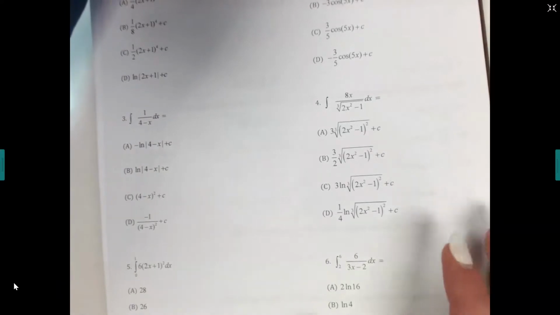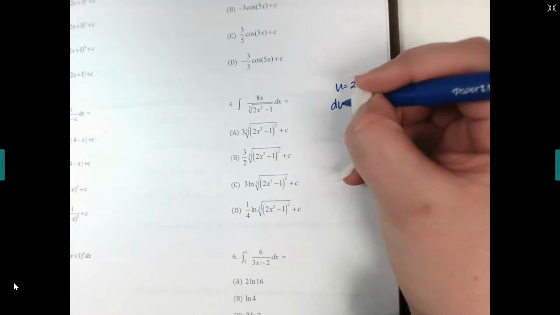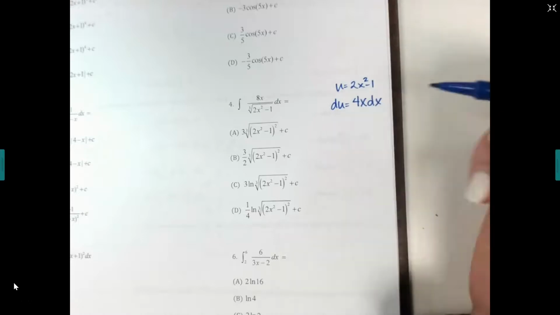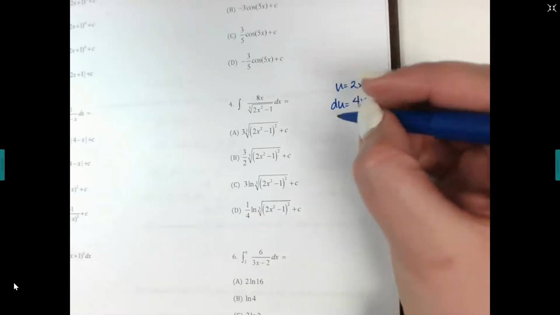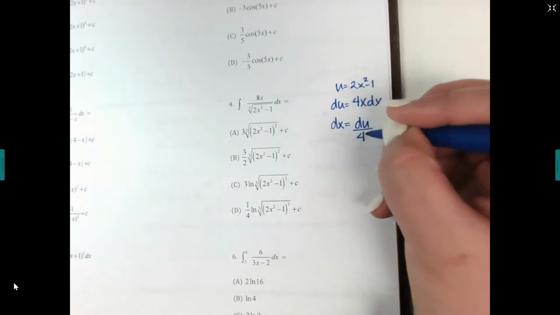Okay. So on the front, I'd say probably number 4 is the hardest. Okay. So what would I pick as my u for number 4? Okay, pick the middle, 2x squared minus 1. Then du is the derivative of that, which is 4x dx. Which means that dx is going to be du over 4x. So far, so good?